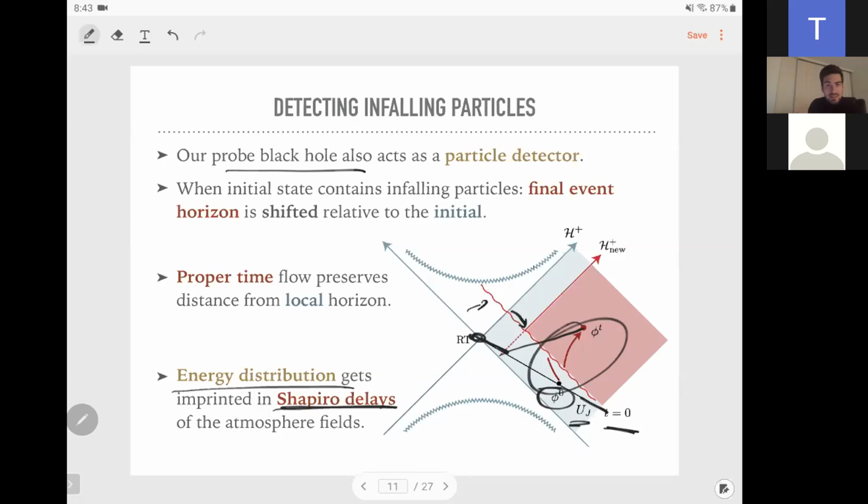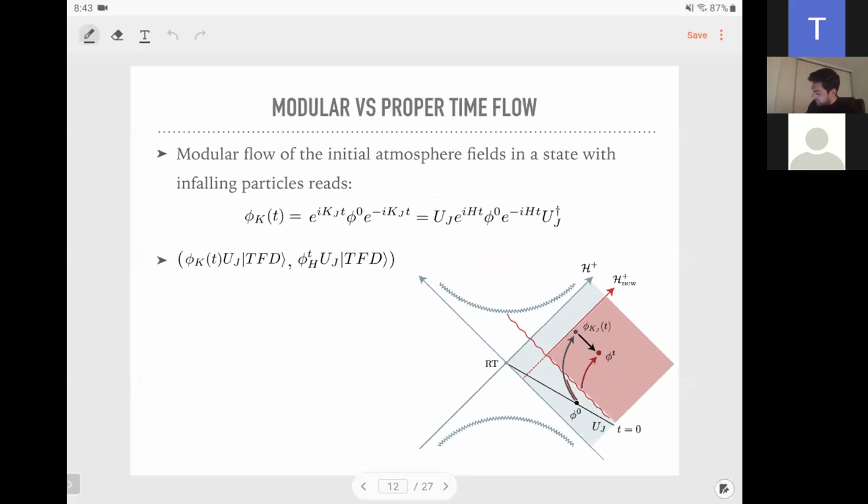The point, however, is that this is related to the modular flow of this particle by a shift. And let me explain now where this comes from. The point is that this red line is the proper time evolution as expected by the bulk geometry, but this green line is what the modular evolution does. So to correct the modular flow in order to obtain the proper time flow, I have to shift that particle along this null direction by an amount equal to the Shapiro delays.